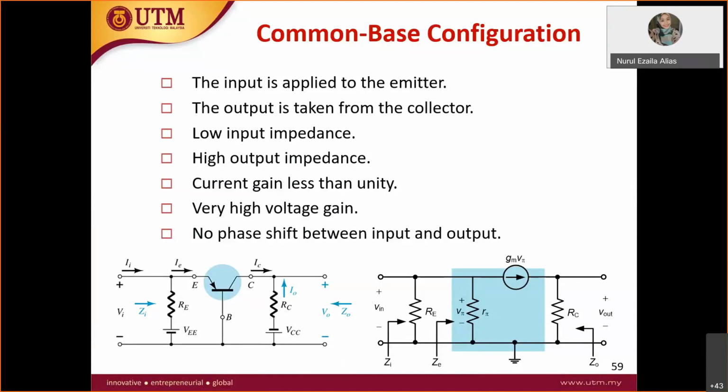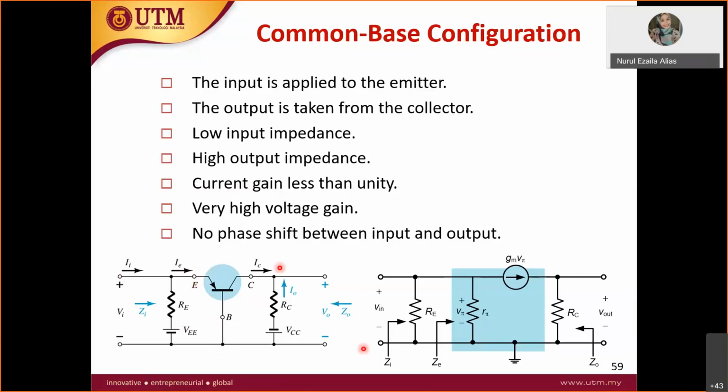Now the last one, the common base. For the common base, the input is applied to the emitter. So this is how it looks for the common base. The base now is grounded, and the input now is the emitter.